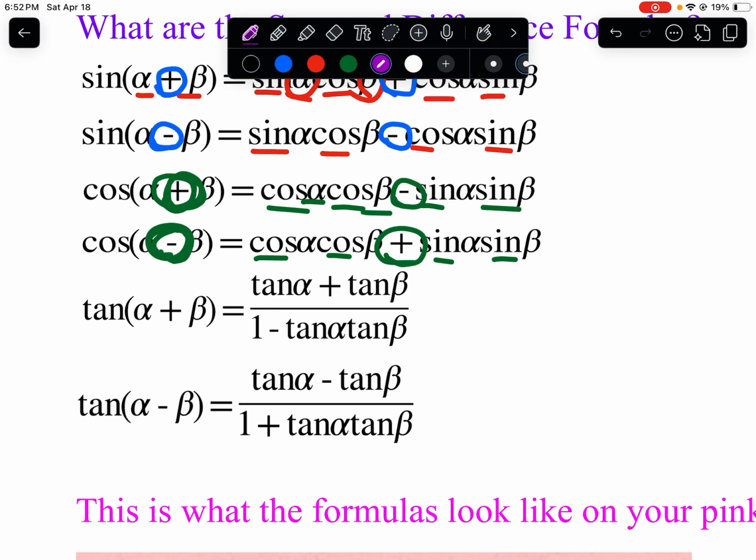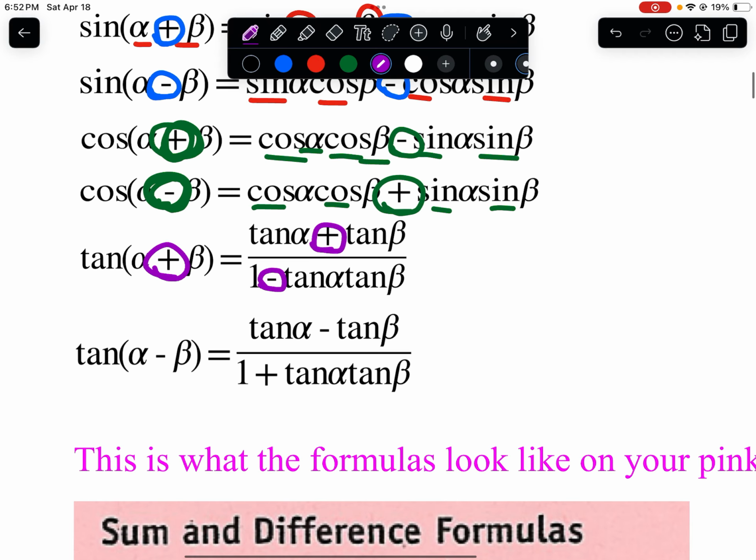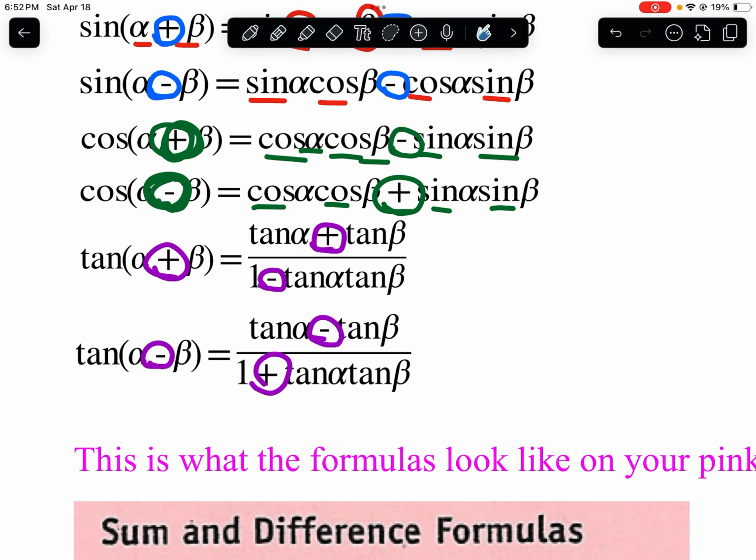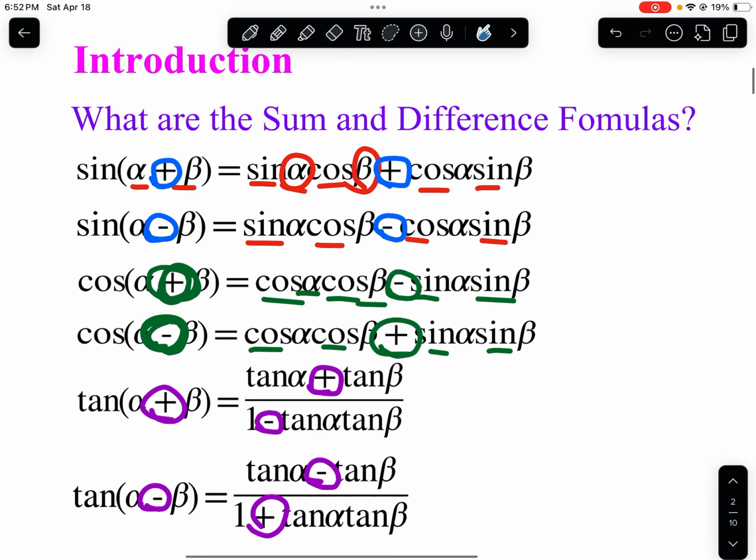And then lastly, tangent looks different because now we have a fraction and tangent is used all over the place. As far as signs, if it's tangent of a plus b, then it's adding on top and subtracting on the bottom. And if it's subtraction here, then it's the opposite: subtraction on top, addition on the bottom.